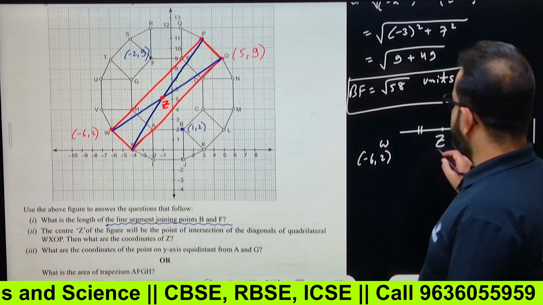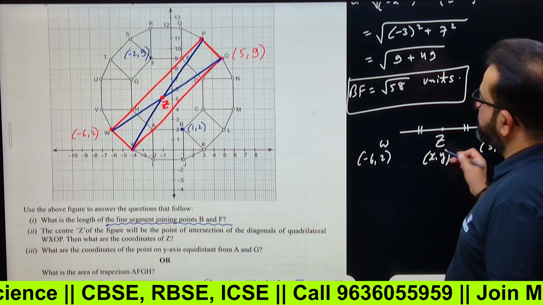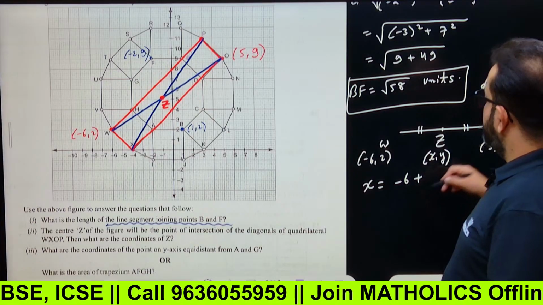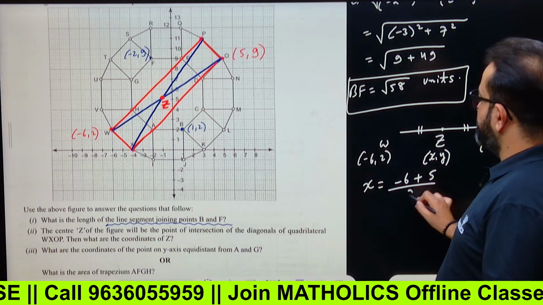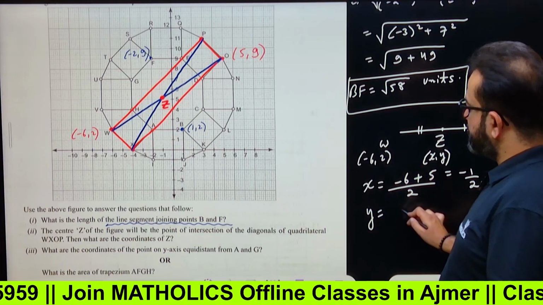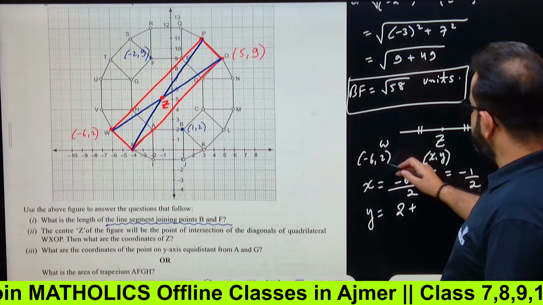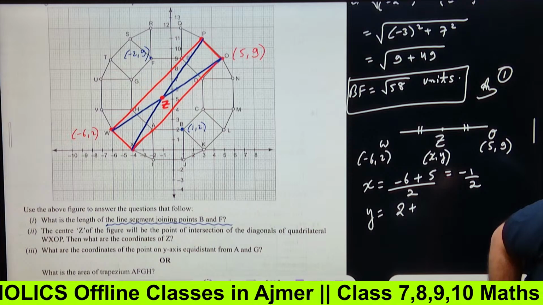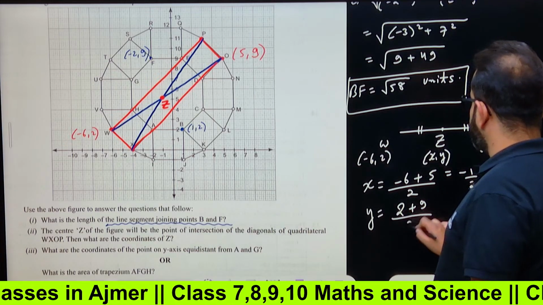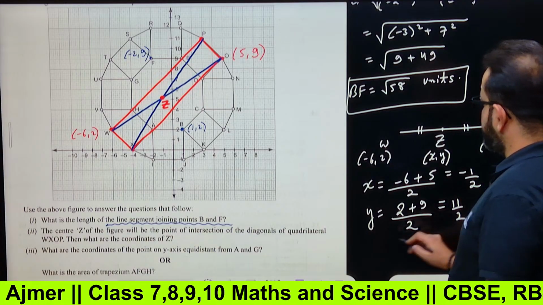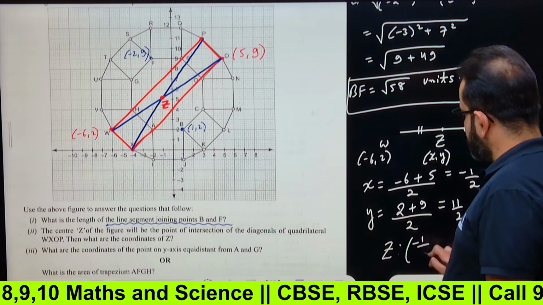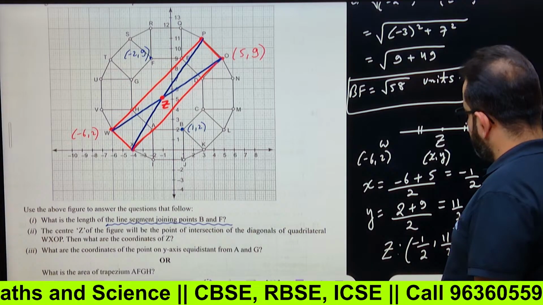So Z will be (x, y). Just use the midpoint formula. x equals (-6 plus 5) by 2, that will be -1 by 2. Similarly, y equals (2 plus 9) by 2, that means 11 by 2. The coordinates of Z will be (-1/2, 11/2). This way you have to solve.